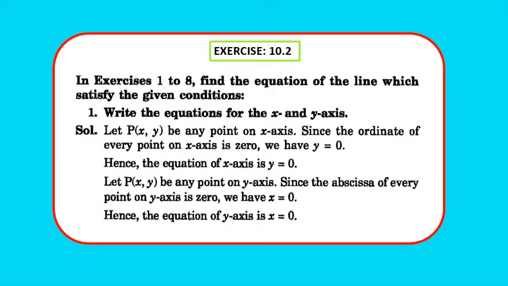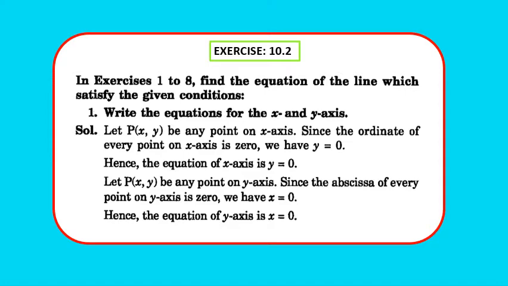So let's start exercise 10.2, and first we have to find the equation of the line which satisfies the given conditions. First is write the equation for the x-axis and y-axis. Now we know that if a line is parallel to the x-axis it is y equals a constant, and if it is parallel to the y-axis it is x equals a constant.